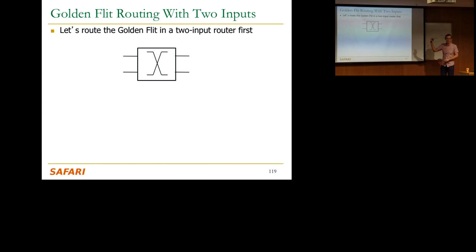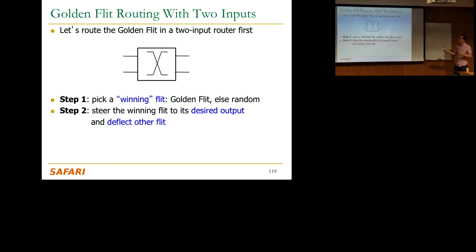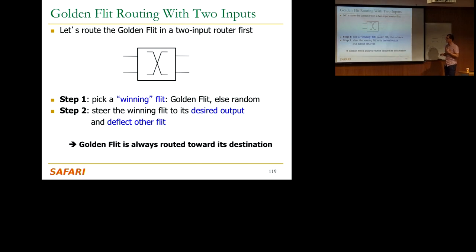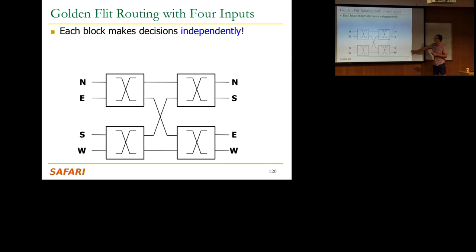So let's do that. First, let's do the routing first. So let's start with the golden flit in a two-input router. Basically, we are going to start with this basic block. Step one is to pick a winning flit. You have two flits at your input. You pick the golden flit if there is one. Otherwise, you pick one of the random ones. And you steer the winning flit to its desired output and deflect the other flit. So a golden flit is always routed towards its destination. So let's take a look at how each block actually makes its decision.